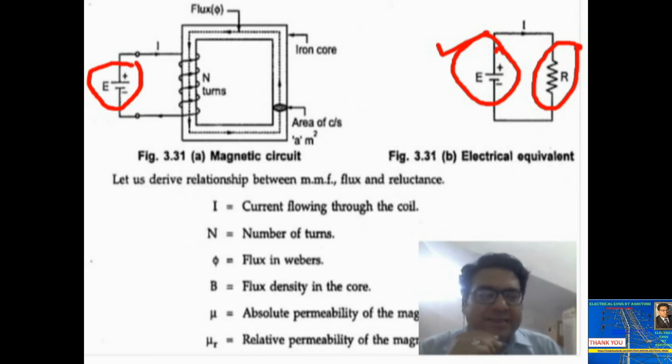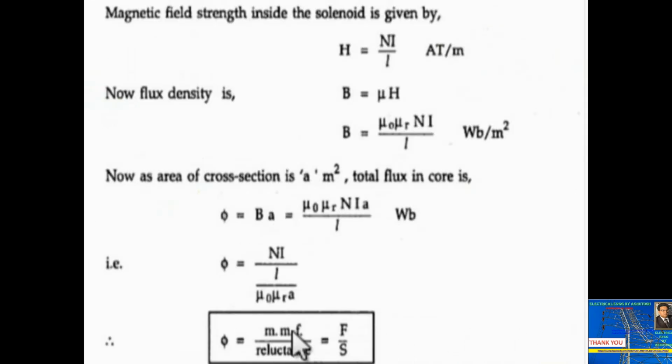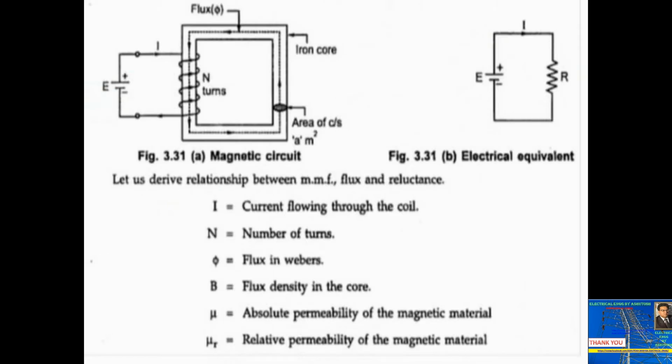Now see guys, let us derive the relationship between MMF, flux and reluctance. So guys, look here, I is the current. Now we have to derive this relation: flux is equal to MMF upon reluctance. So guys, you can see here how this equation came. How can we derive the equation? I is the current flowing through the coil. See here, this is the current I flowing through the coil.